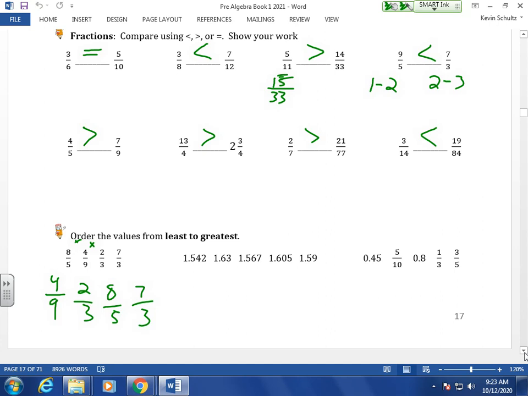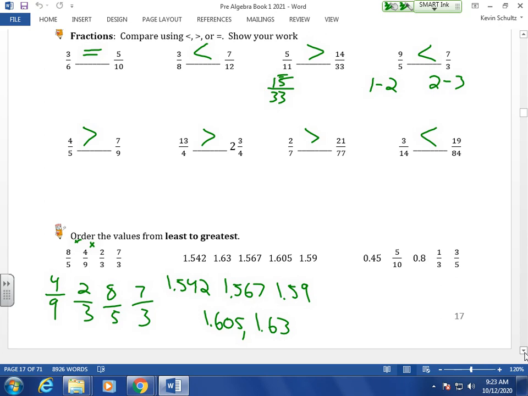So let's see. First up is 1.542, followed by 1.567, then 1.59. Then after that, I'll go down to the next row, 1.605, and finally 1.63. Then the mixture of decimals and fractions.